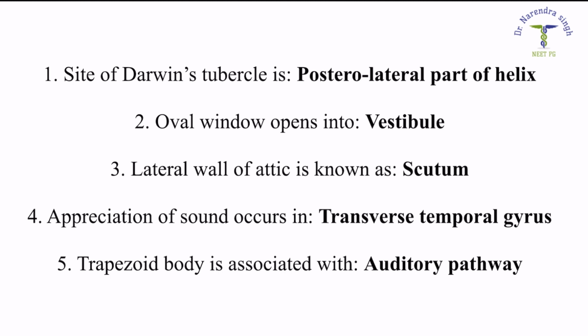So going with the first question, it says the site of Darwin tubercle. What is the site of Darwin tubercle? It is the posterolateral part of the helix.